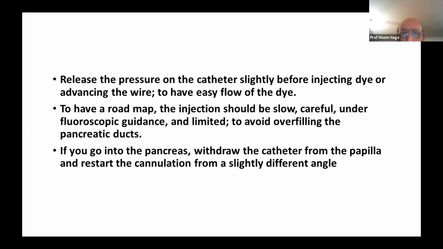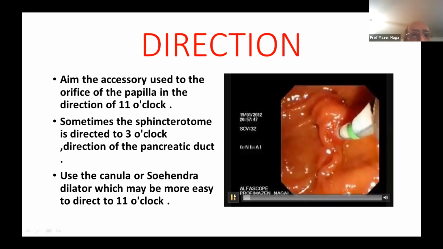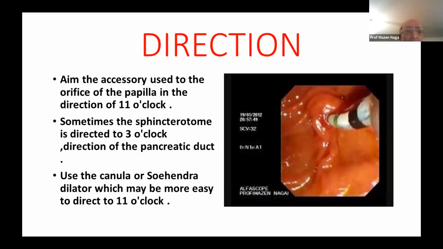If you go into the pancreas, withdraw the catheter and try to cannulate from a slightly different angle to get inside the common bile duct. Aim the accessory at the orifice of the papilla, as we will see here, at 11 o'clock. Sometimes the sphincter is directed to 3 o'clock.